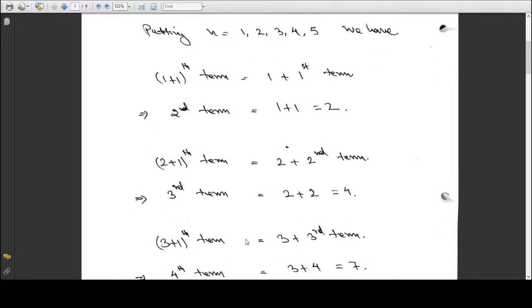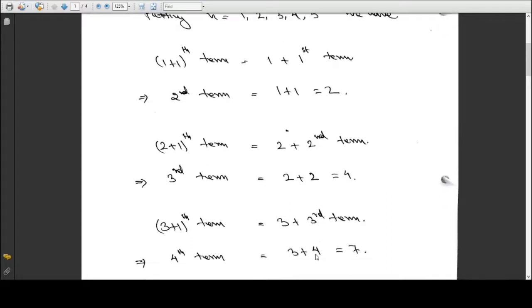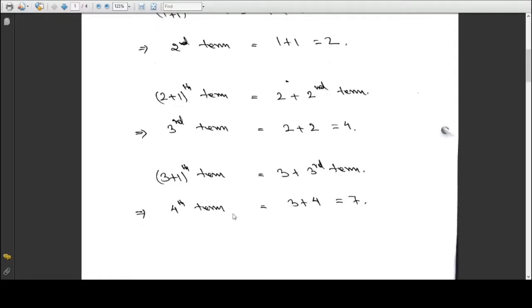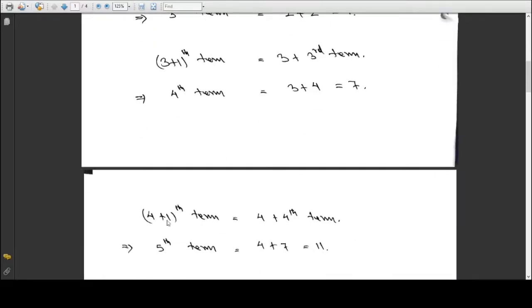Putting n equal to 3, 3 plus 1 is the fourth term. On the right we have 3 plus the third term. The third term we have just found out to be 4, and 3 plus 4 is 7. That means the fourth term is 7. Next we put n equal to 4. 4 plus 1 is the fifth term, 4 plus the fourth term. The fourth term is 7, and 4 plus 7 is 11.